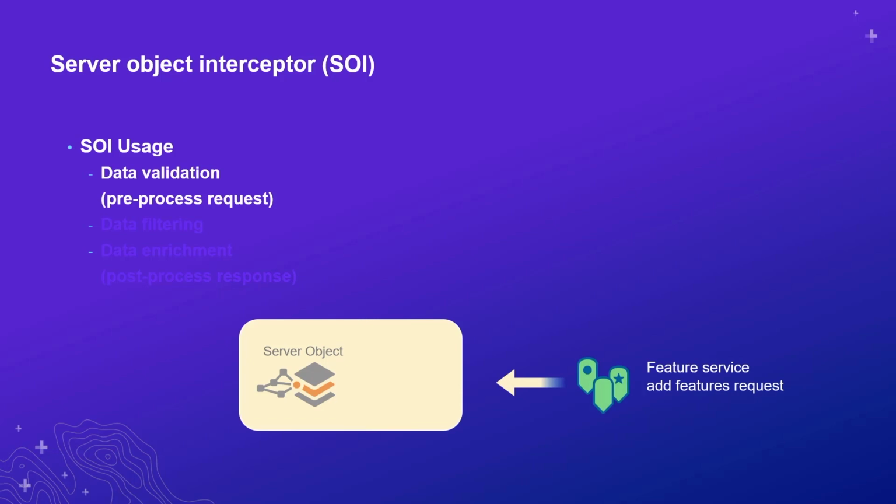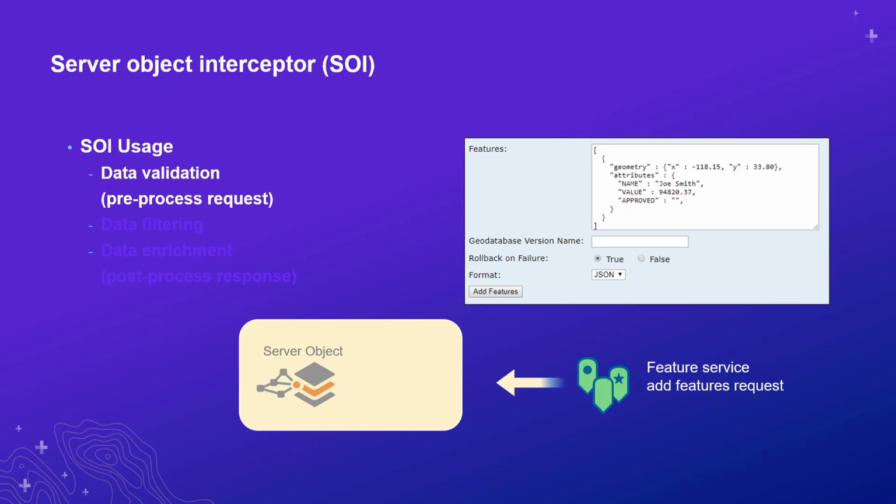Assume I have some new features to add through my feature service. But before sending those features JSON to the server object, I can use an SOI to check whether all the features have valid attributes and geometry. And my SOI can reject unqualified features and only pass those qualified features to the server object for processing. In other words, only those features that meet my criteria can be added through my feature service.